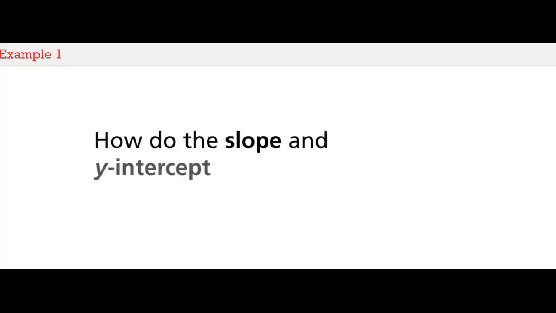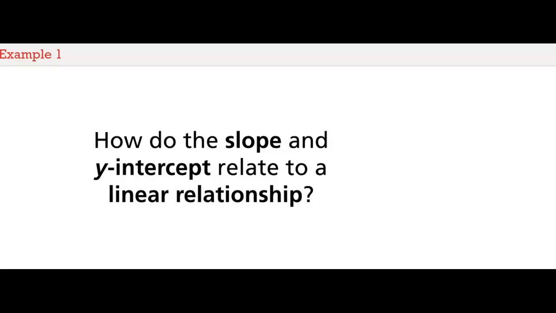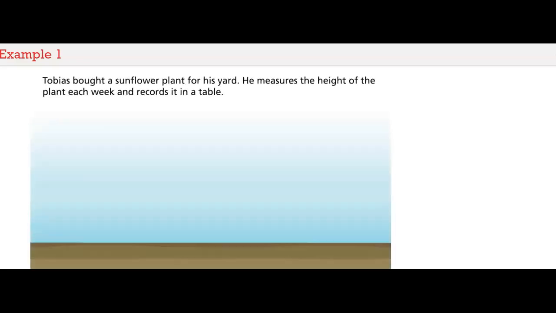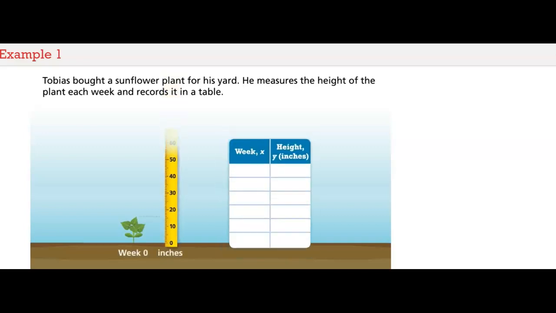The slope and y-intercept relate to a linear relationship. Tobias bought a sunflower plant for his yard. He measures the height of the plant each week and records it in a table.